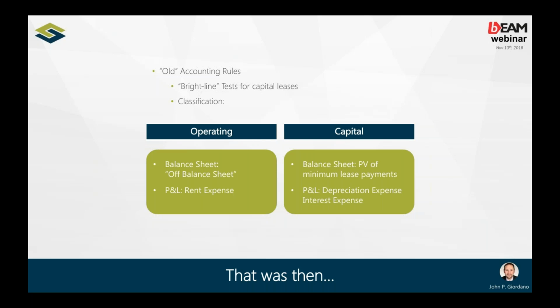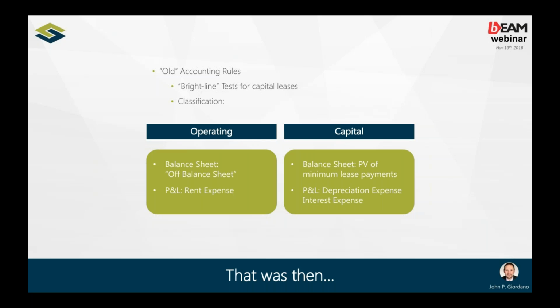There was a bargain purchase, there was 75% of the economic life of the asset, 90% of the present value of all the future payments under the lease, or a transfer of ownership at the end of the lease. If your current leases had one of those four criteria, they would fall into what is now referred to as a capital lease and go on the balance sheet as an asset and a respective liability. If it did not meet one of those four criteria, it would be classified as an operating lease and would remain off balance sheet.